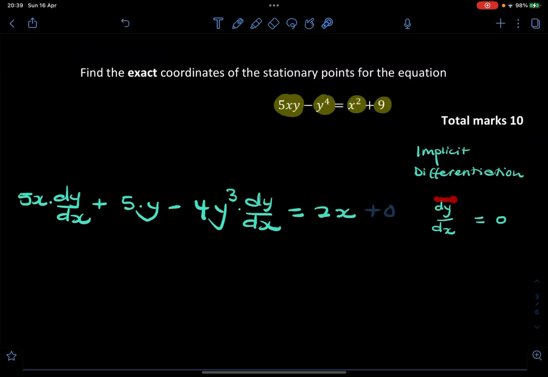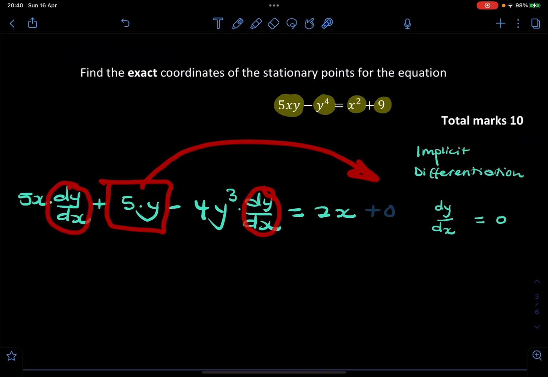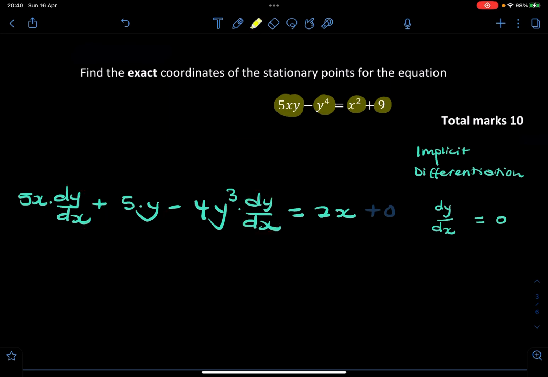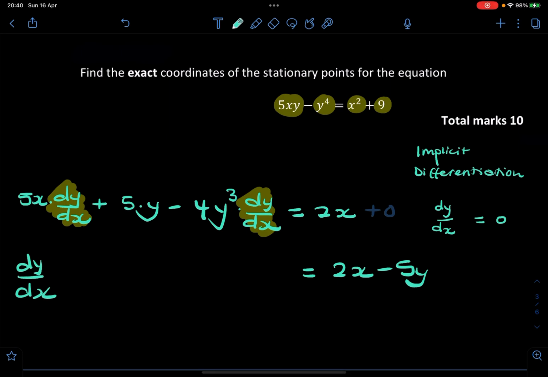So now what we're looking for is dy by dx, so we can make it equal to 0. So dy by dx is here and there. So any term that doesn't have dy by dx in it, I want to move to the other side. And anything that does have dy by dx in it, I want kept together. So on the right-hand side, I'm going to have 2x minus 5y. And on the left-hand side, I'm going to have dy by dx. Take a common factor, 5x minus 4y cubed.